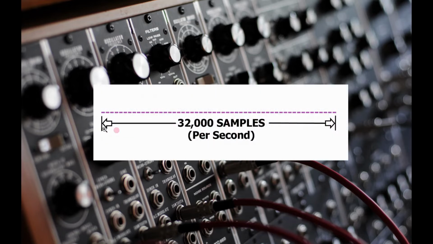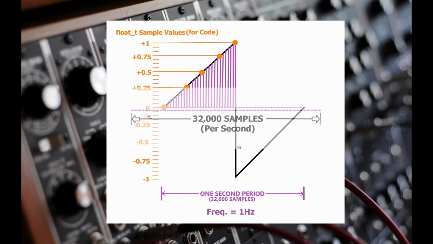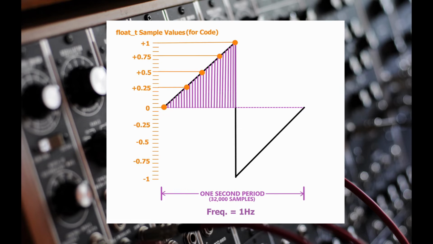Here we have a representation of the 32,000 samples per second we generate. Now let's place these samples on our waveform. A 1 Hz waveform will use up all 32,000 samples in 1 second. Here we show a representation of samples generated with the violet-colored vertical lines. I've greatly reduced the actual amount of samples for clarity.